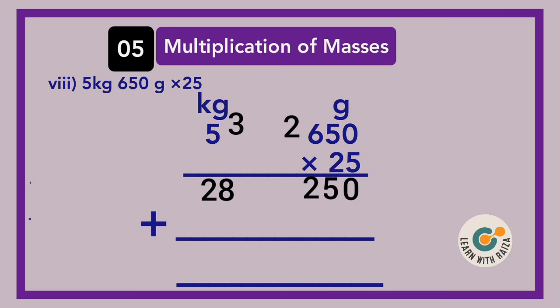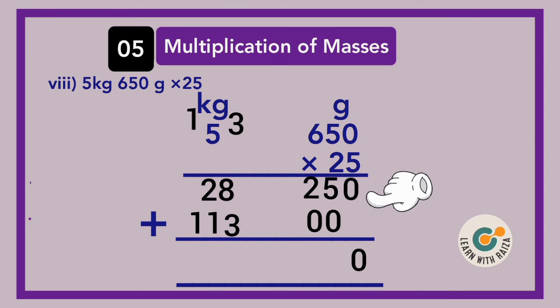Now, let's multiply all the numbers on the top by 2. 2 times 0 is 0. 2 times 5 is 10. 2 times 6 is 12. 12 plus 1 is 13. So, the 3 should be written below the kilogram side. And 2 times 5 is 10. 10 plus 1 is 11. Now, let's add.